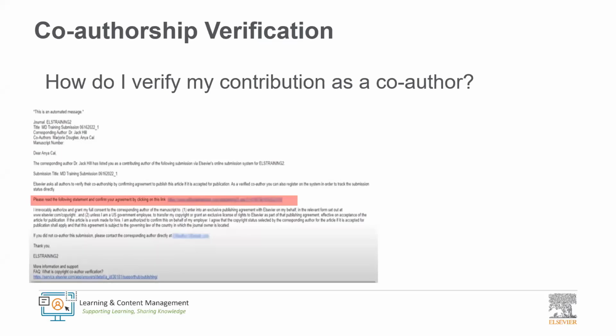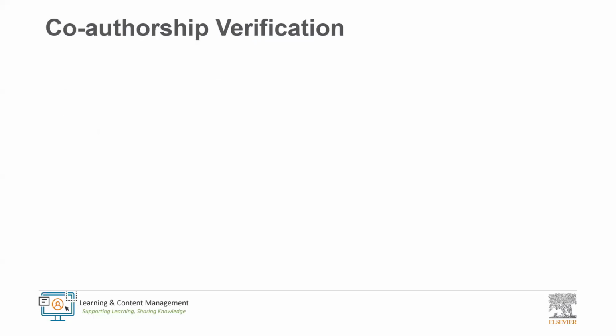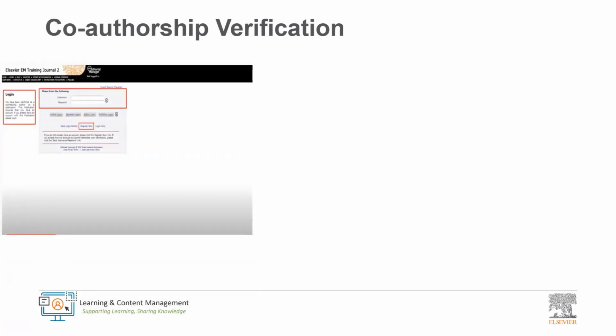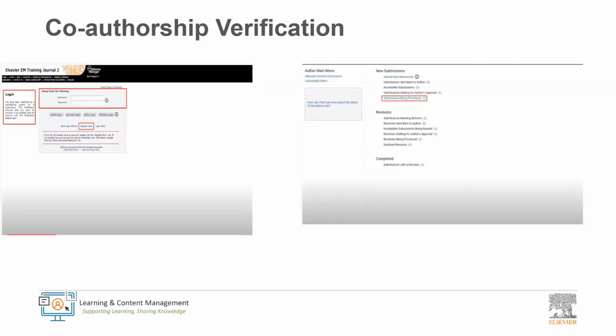As you could see here, this is how the email looks, and you will receive the link. Some journals will ask that you also register or log in to confirm your authorship, which will also allow you to view the status of the submission on your author main menu from the folder Submissions Being Processed, as you could see from here. Depending on the journal configuration, you may also receive up to two reminders to verify your co-authorship.